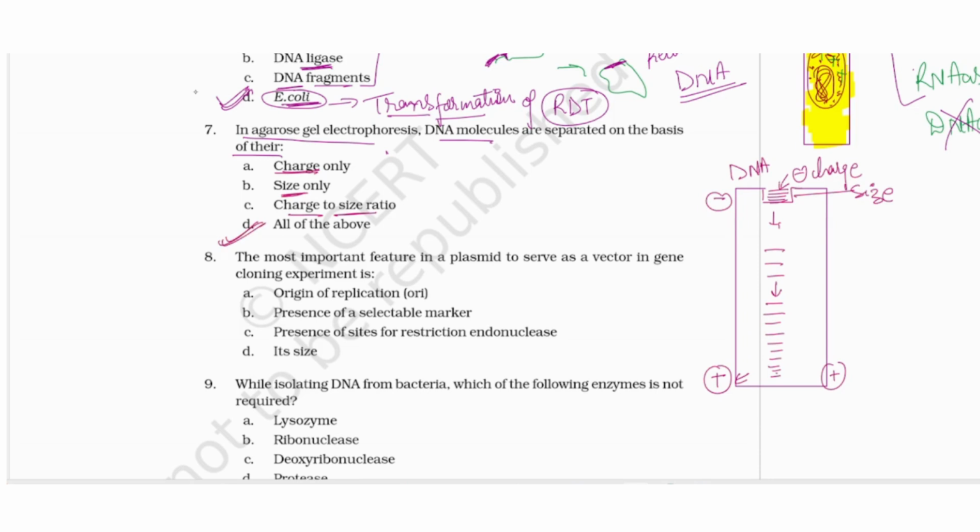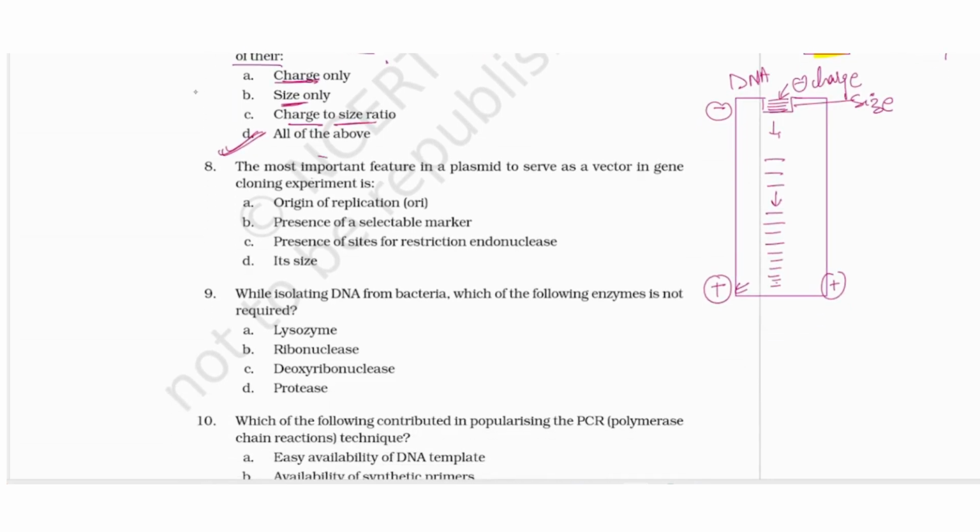Then the next question is, the most important feature of the plasmid to serve as a vector in a cloning experiment. What is important? It is not given. I think it would be there in the NCERT lines that ORI is there. ORI is actually controlling the copy number.